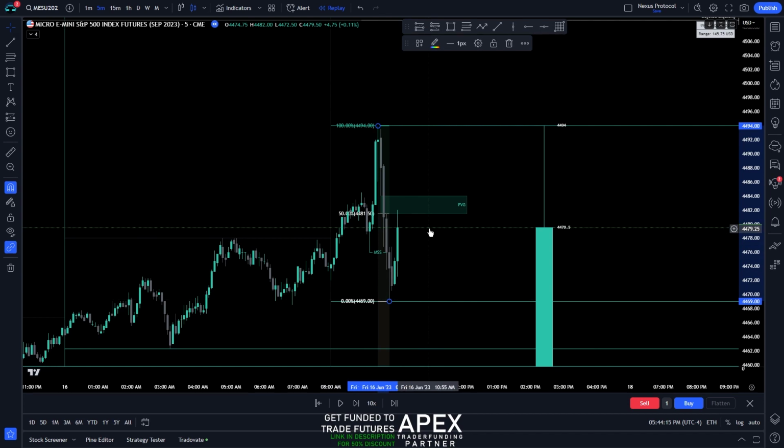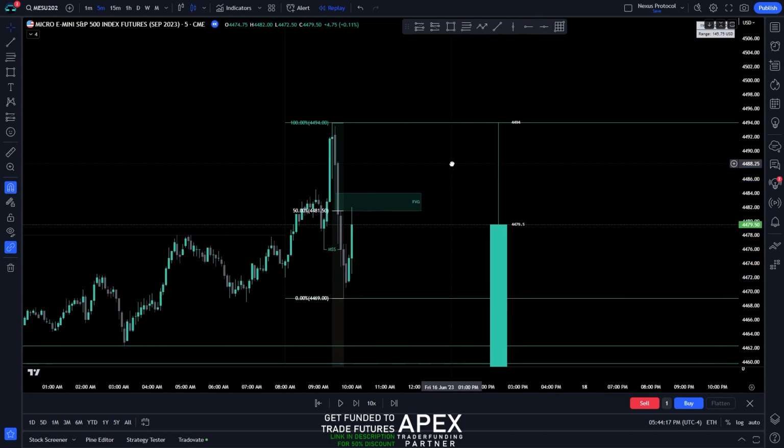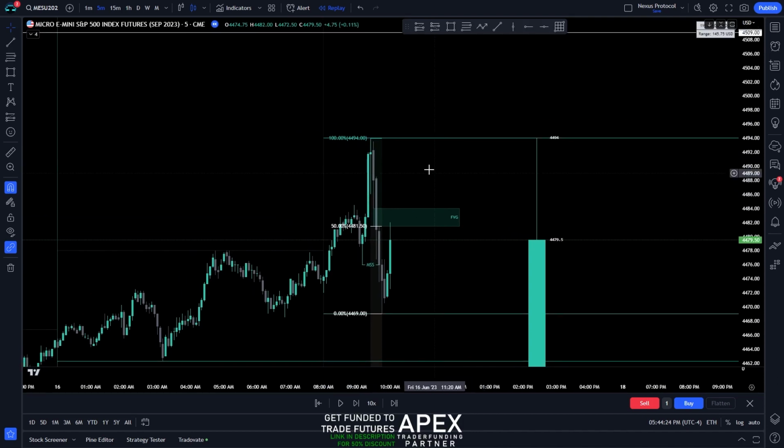And down here is the discount. Obviously, you want to buy at a low price, but you want to sell at a high price, buy it back at a low. So this fair value gap is above our 50% line. It is in a premium, perfect for selling. So this is where we will take entry.